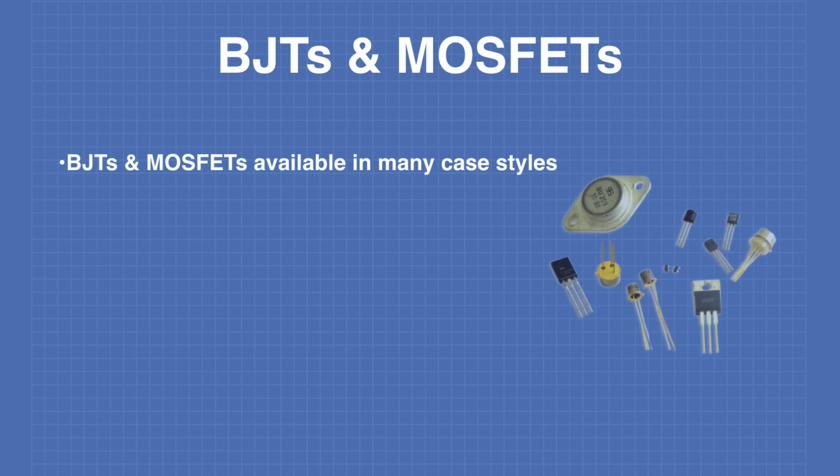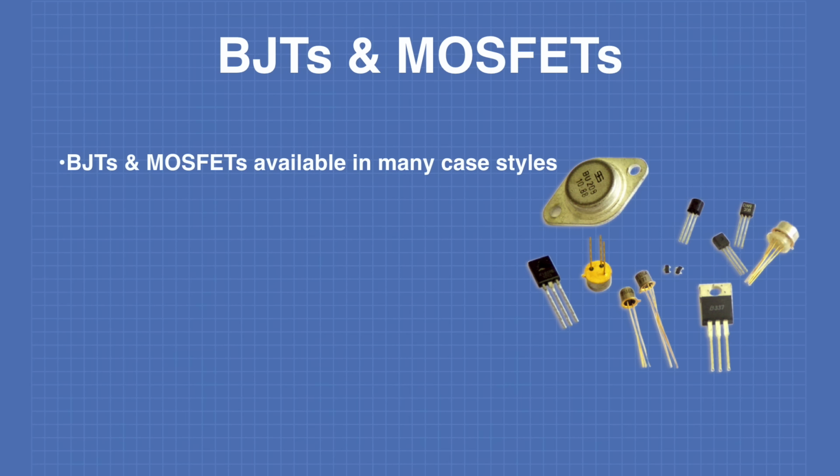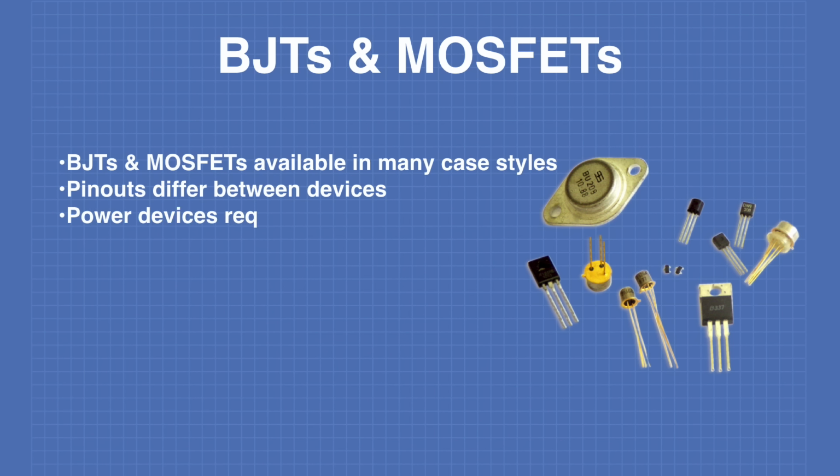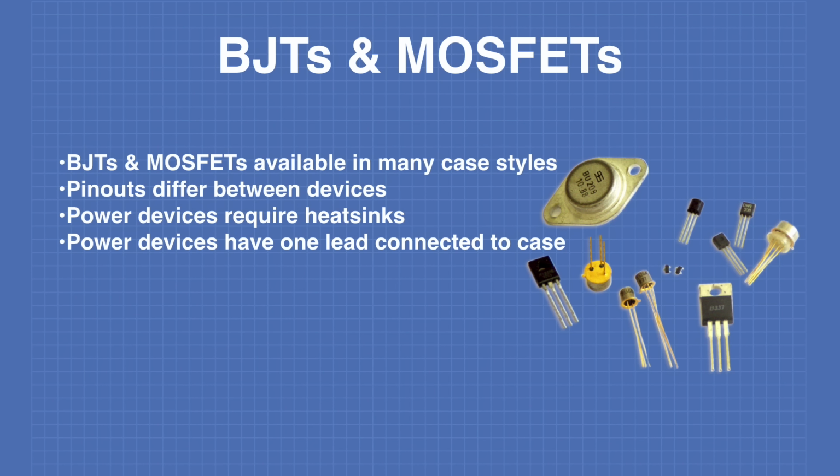BJTs and MOSFETs are available in many case styles. The pinouts differ between devices, so make sure to check your spec sheets before wiring yours in. Power devices require heat sinks in order to achieve their rated maximums, so make certain to provide adequate heat sinking. Bear in mind that power devices have one lead connected to the case. You'll need to know that, especially if your heat sink is going to be connected to ground.